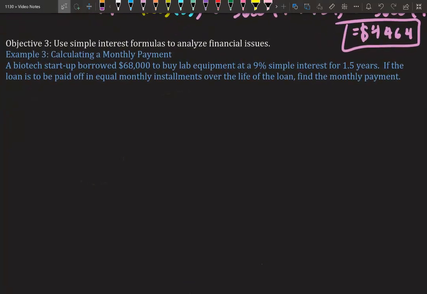Calculating a monthly payment. A biotech startup borrowed $68,000 to buy lab equipment at a 9% simple interest for 1.5 years. If the loan is to be paid off in equal monthly installments over the life of the loan, find the monthly payment.